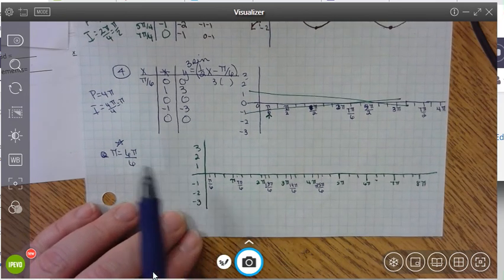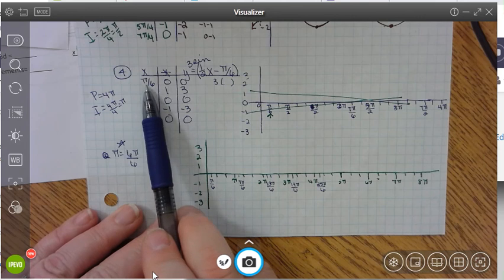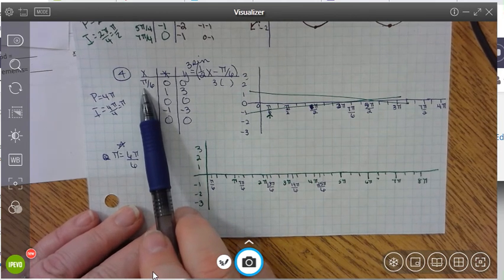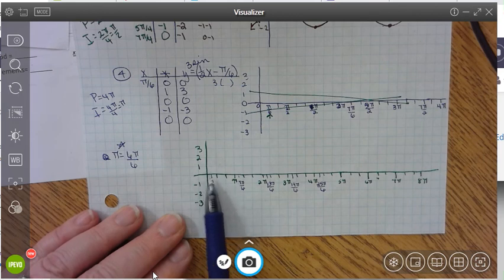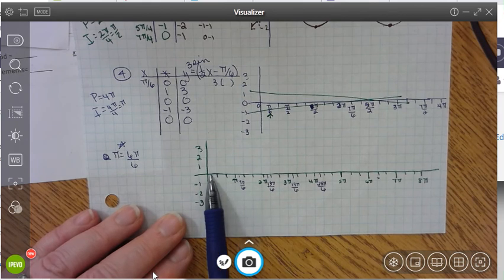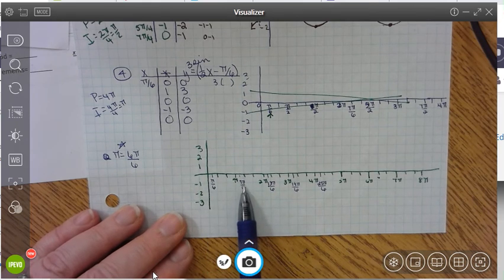Then I went back and said my starting amount is pi over 6. So I went in between, because if I did 1, 2, 3, these are thirds, not sixths. So in between the first two, I did pi over 6, 7 pi over 6, 13 pi over 6. Now let me tell you where I got these numbers.